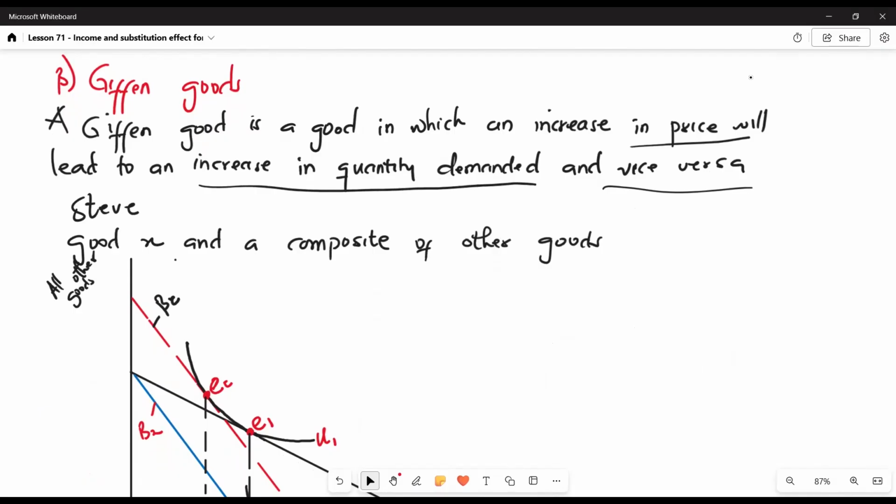However, it does not just have a positive income effect. This positive income effect is also larger than the negative substitution effect. This leads to an upward sloping demand curve for a Giffen good.